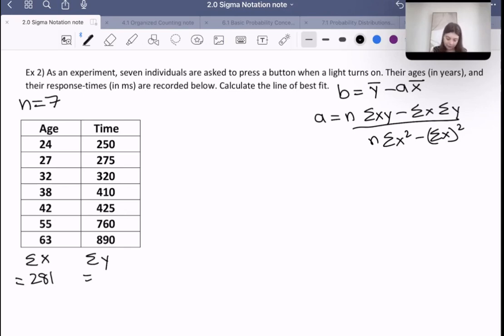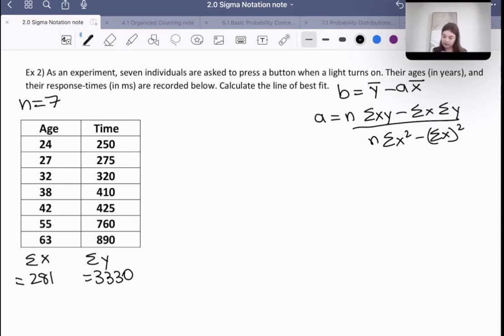Awesome. Now, what about the average, or not the average time? Sorry, we'll find that later. What about the addition of all the times? Okay, so the addition of all the times is going to be 250 plus 275 plus 320 plus 410 plus 425 plus 760 plus 890. So that's 3,330. Awesome.